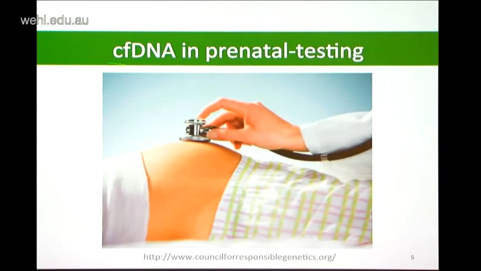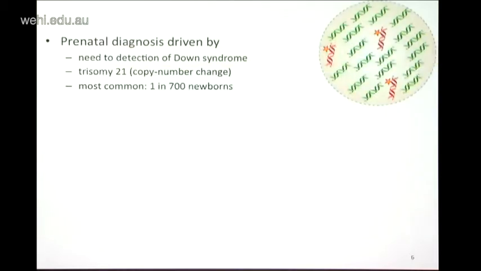So how does this extracellular DNA tie in with prenatal testing? So the main reason for prenatal diagnosis is the need to detect Down syndrome. Now, Down syndrome is also known as trisomy 21, and it occurs because of an extra copy of chromosome 21. So instead of 2, you have 3 in the fetus. And this leads to severe developmental and intellectual disabilities. And it's actually the most common chromosomal aberration occurring in about 1 in 700 newborns.